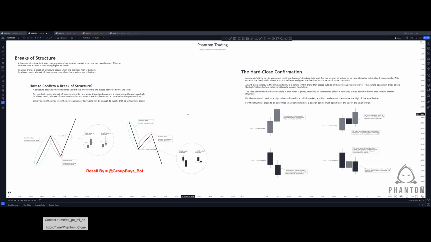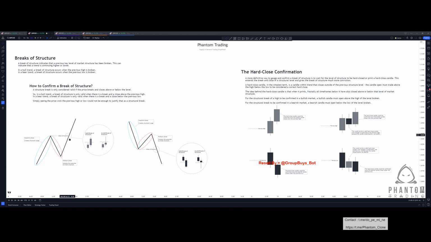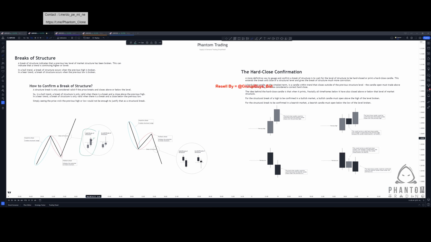A structure break is only considered valid if the price breaks and closes above or below the level in question. So if we're looking at a bullish trend, a break of structure is only valid when there is a break and close above the previous high. So if we look at this example right here, we have our previous high, and we can see that price is just breaking the structure here. If we look into this little bubble here, what we want to see is that price breaks and closes above the previous high levels.